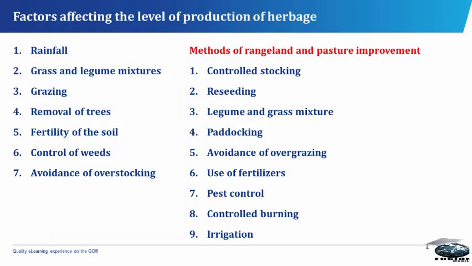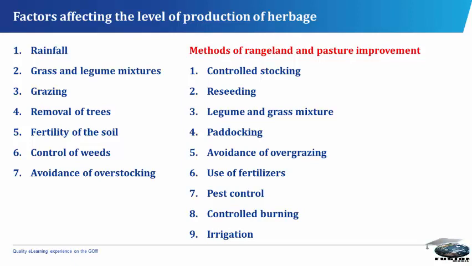Factors affecting the level of production of herbage. We have rainfall. Rainfall is needed for the continuous growth of grasses and legumes. Rainfall helps to dissolve nutrients and makes them available to pasture plants. Two, grass and legume mixtures. Pasture or rangeland should include a mixture of grasses and legumes because legumes help to increase the fertility of the soil for rapid growth of the grasses.